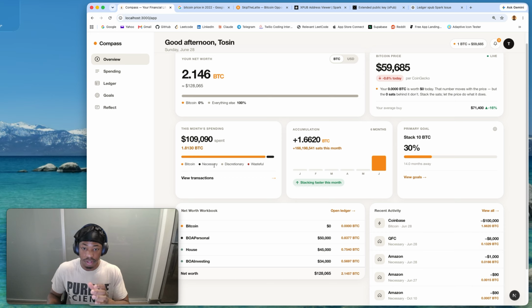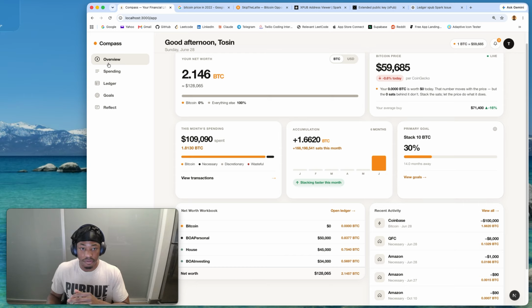So this month, this is again fake data, I spent over $100,000 primarily on Bitcoin, and I can see the other very small distribution was necessary. I can also see the accumulation of how much Bitcoin I've been getting over time. Here we can see this chart that shows us month on month what my stacking patterns were. We're currently in June. Today is June 28th, and I can see here what the accumulation is over the past 6 months.